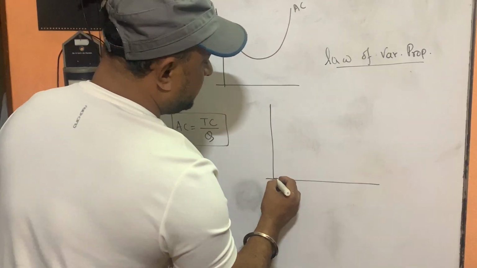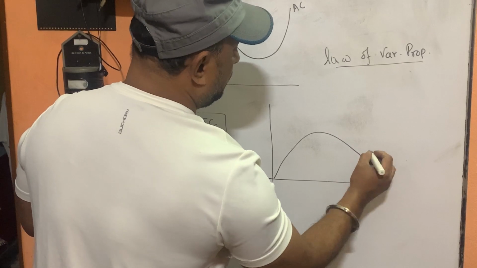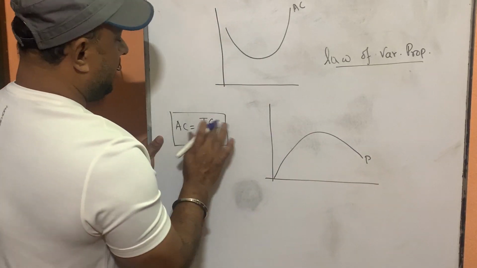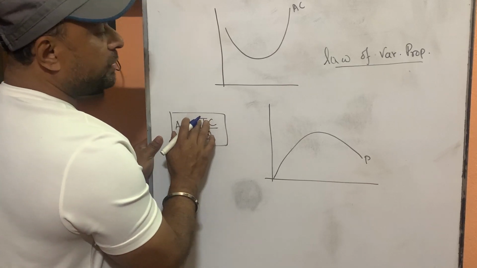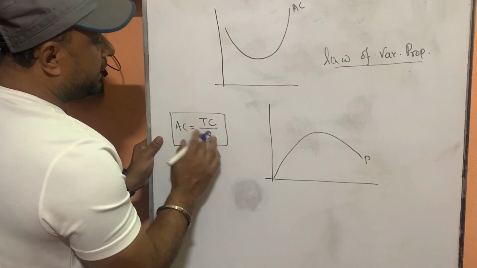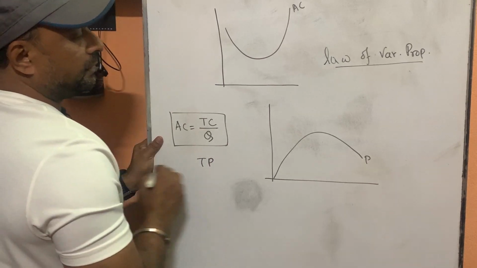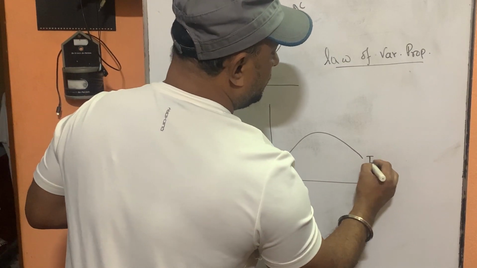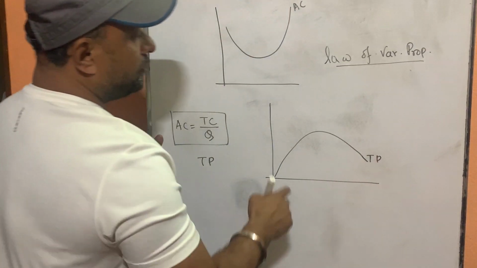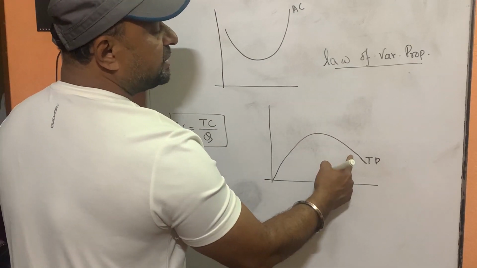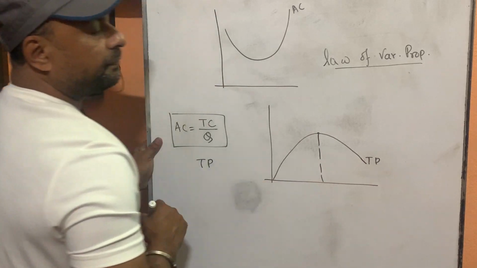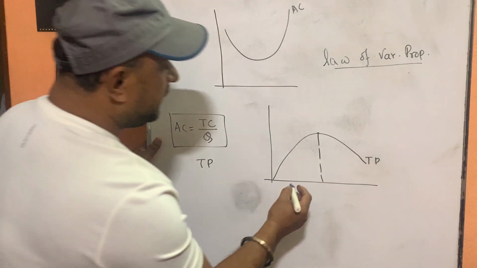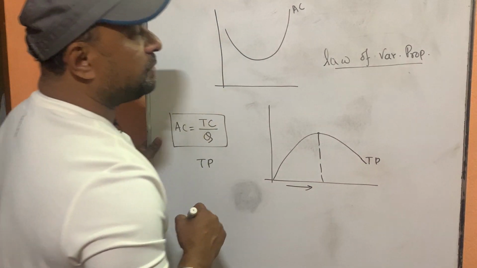Okay. Sorry, average cost we are getting from total cost, TC, divided by quantity. Total cost we are getting from where? Total cost we are getting from total production. This is the shape of our total production curve. Total production is inverse U shape. This is the maximum point of the total production curve. Okay. Now, when we increase labor continuously in the beginning, what happens?